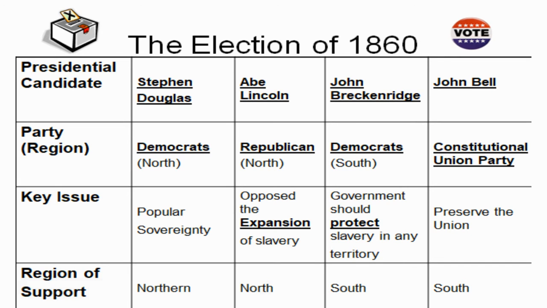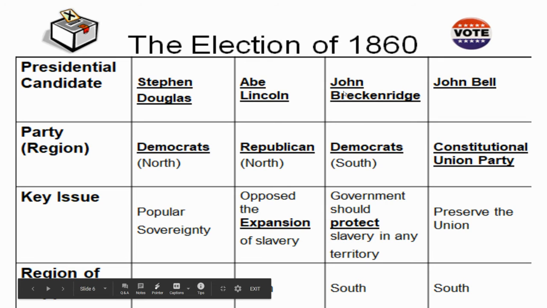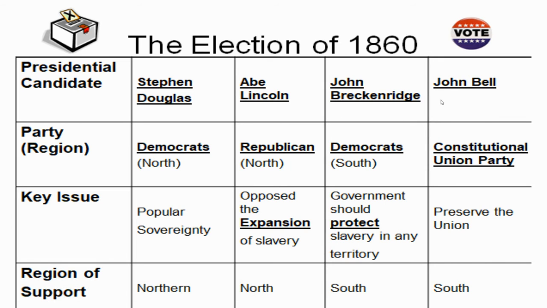Now, these other two guys, not to discredit them, but they are not the front runners. This election is mainly between Abraham Lincoln and Stephen Douglas. But John Breckinridge and John Bell. Breckinridge was running for the Democrats from the South, and he was outright saying that he should protect slavery in any territory.